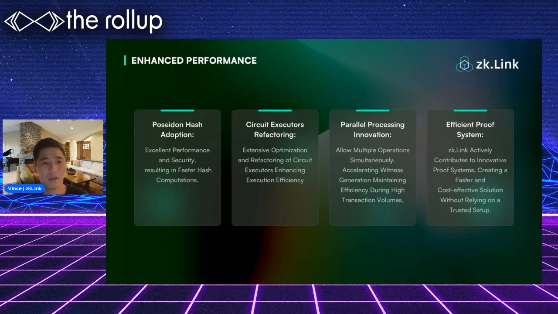The zkLink layer 3 platform has done a lot of work to provide enhanced performance to the applications. There are a few key points that we have listed here. The first thing is the Poseidon hash adoption. Poseidon hash, as a new hash function, provides excellent performance and security, and it results in faster hash computations. This is relatively speaking compared with the secure hash that we used to use in our implementation.